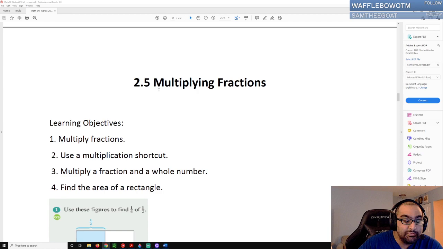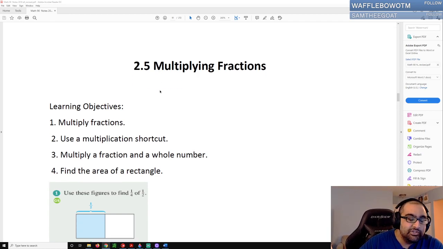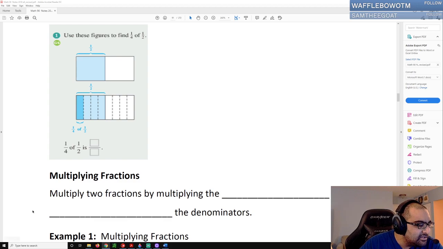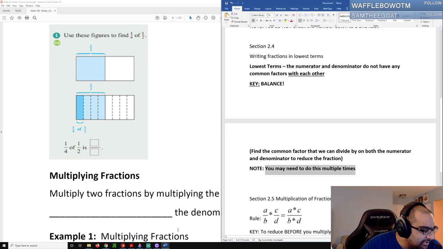Now, multiplying fractions is going to use the concept that we talked about in this last section about reducing fractions. Okay, so we're going to multiply two numbers together. You magically get something on the numerator and denominator, and then afterwards we can reduce it down if we feel that's necessary.